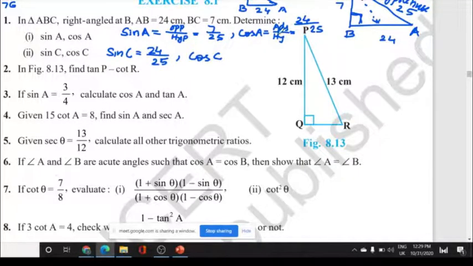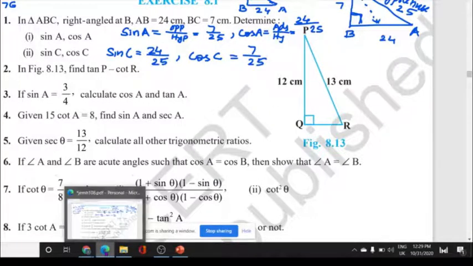It is 7 by 25. Adjacent side is 7, hypotenuse is 25, so 7 by 25. Isn't it easy? Yes, ma'am. This is simply what you have to do. This is the simplest thing that you have to do over here.